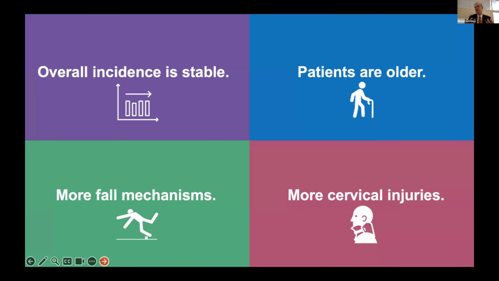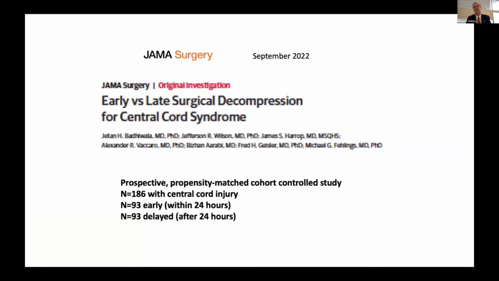But we're starting to see a shift in the demographics of injuries, where we're seeing older patients, more fall mechanisms, and more cervical injuries. These also present other challenges, so there's a lot of decision making that we need to consider in older patients where there's medical frailty, and the challenge of central cord injury is emerging.